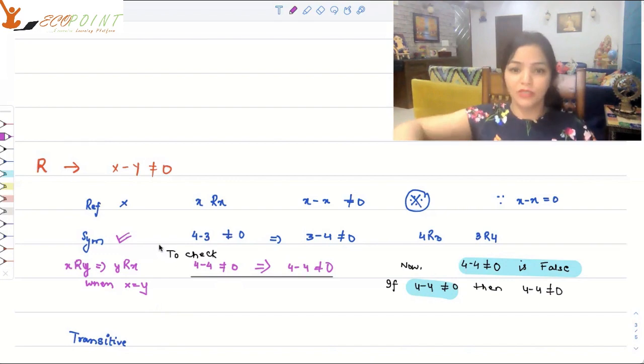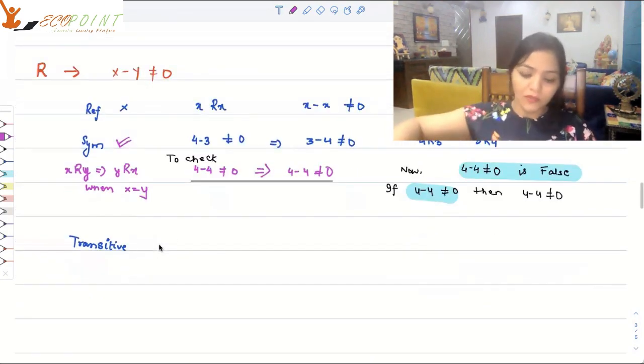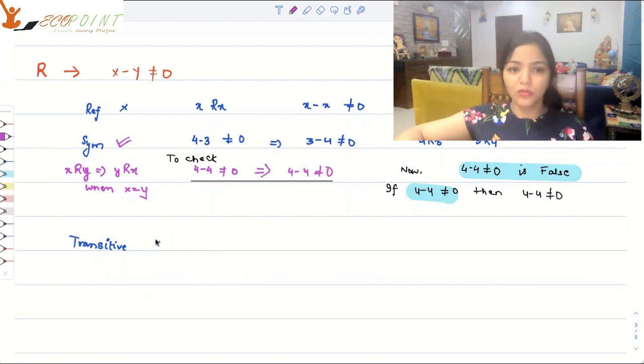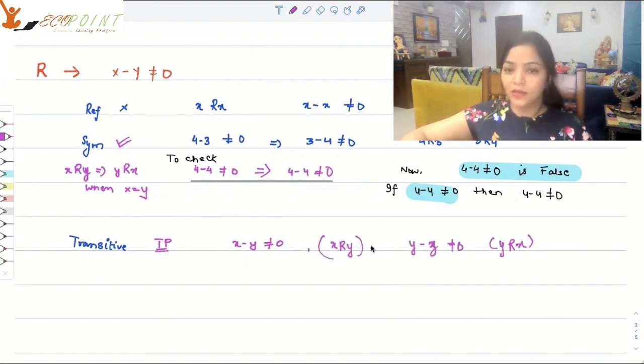What about transitivity? Will it be transitive? For transitivity, what do you require? You would want to prove, I'm writing TP for to prove, I would want to prove that x minus y is not equal to 0. So this is like xRy. Hence, I would want yRz in order to check for transitivity. So yRz would be like y minus z is not equal to 0. And that should imply that xRz, which would mean that x minus z is not equal to 0.